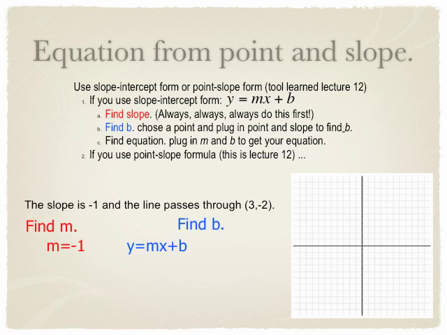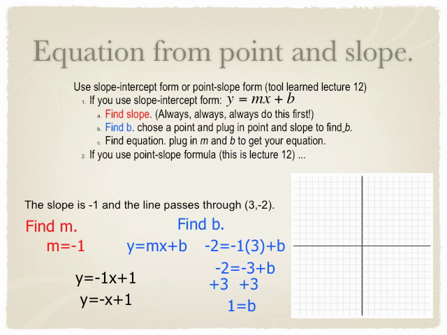So let's plug in everything we know. We have y equals mx plus b, or y, which is -2, equals m, which is -1, times x, which is 3, plus b. I just plugged in 3 and -2 for x and y, and -1 for m. So that gives me -2 equals -3 plus b. Add 3 to both sides, and b equals 1. So the equation of the line is y equals -1x plus 1, which a more simple way of writing is y equals -x plus 1.